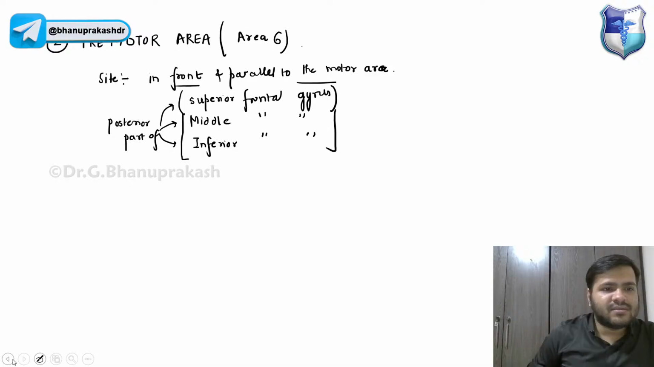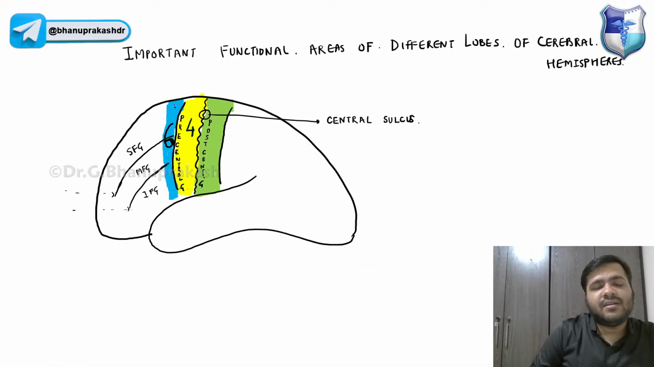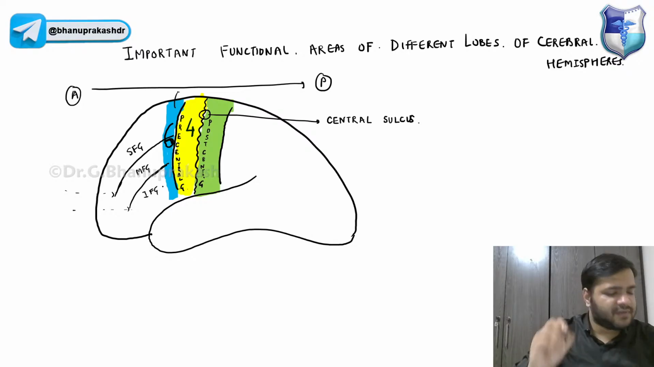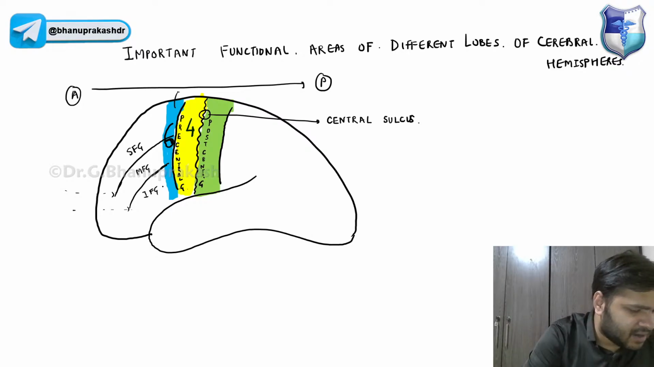So you can easily see this in this diagram also. This is the area number 6. Superior frontal gyrus का भी anterior से हम लोग कहाँ जा रहे हैं? Posterior. So obviously superior frontal gyrus का पीछे वाला part है, middle का भी पीछे वाला part है और inferior का भी पीछे वाला part है.